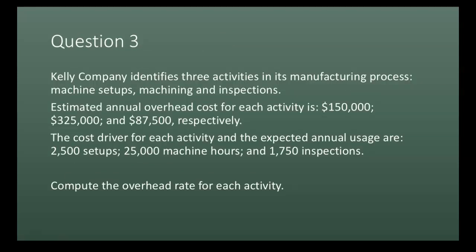Now question number 3. Kelly Company identifies 3 activities in its manufacturing process: machine setups, machining, and inspections. Estimated annual overhead costs for each activity are $150,000, $325,000, and $87,500. The cost driver for each activity and the expected annual usage are 2,500 setups, 25,000 machine hours, and 1,750 inspections. And we need to compute the overhead rate for each activity.